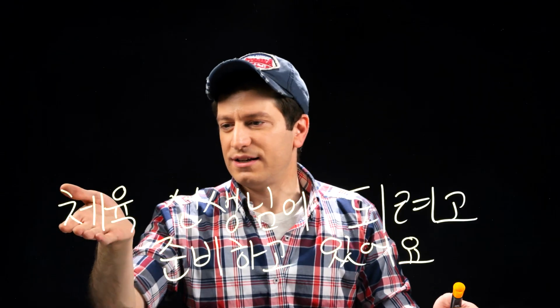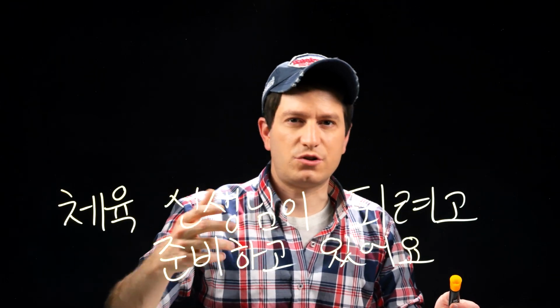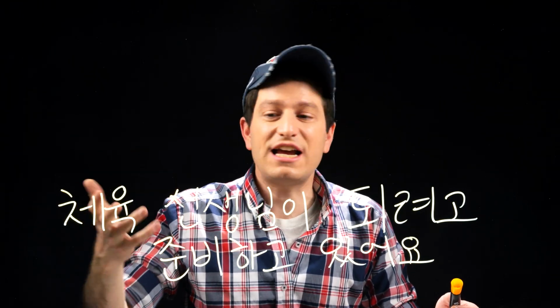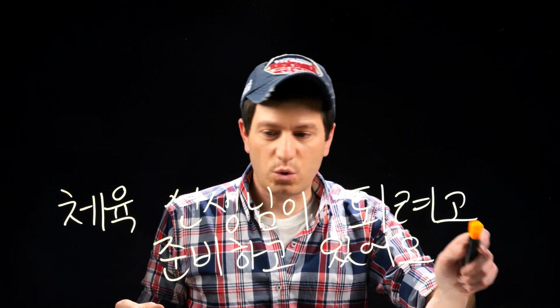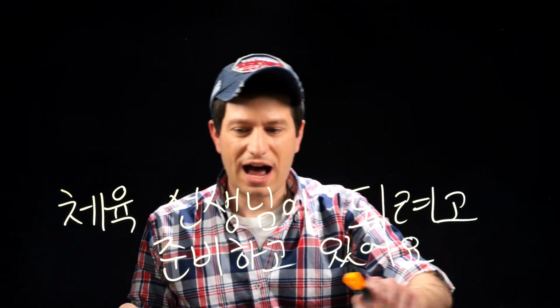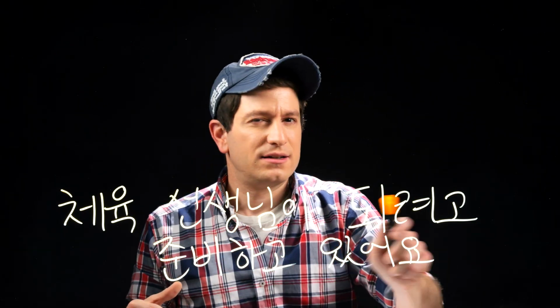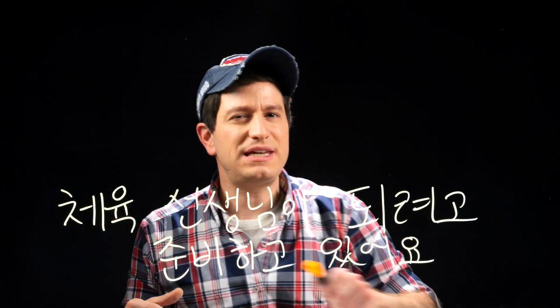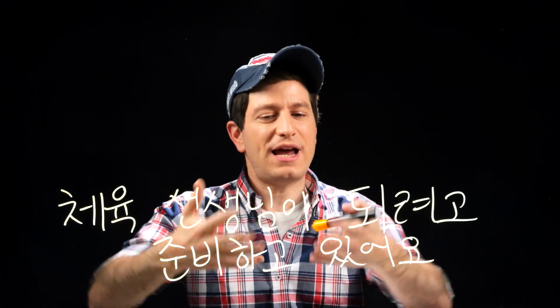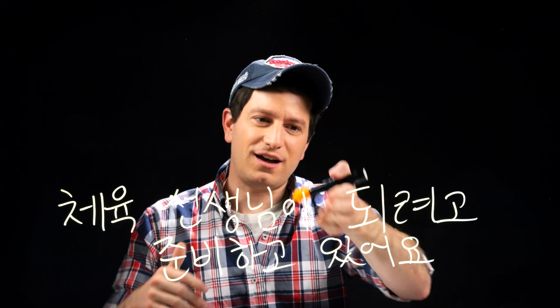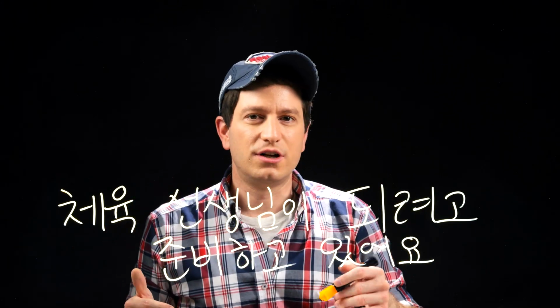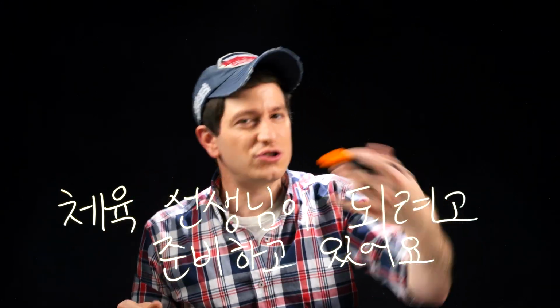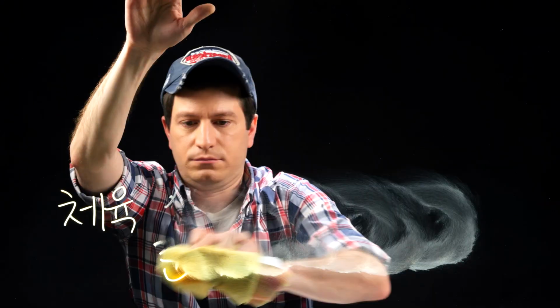Here's another one. 체육 선생님, so a PE, a physical education teacher, 되려고 준비하고 있어요. So I am preparing, intending to become a PE teacher. So I'm preparing in order to become, 되다, a PE teacher. Or just, I'm preparing to become a PE teacher.